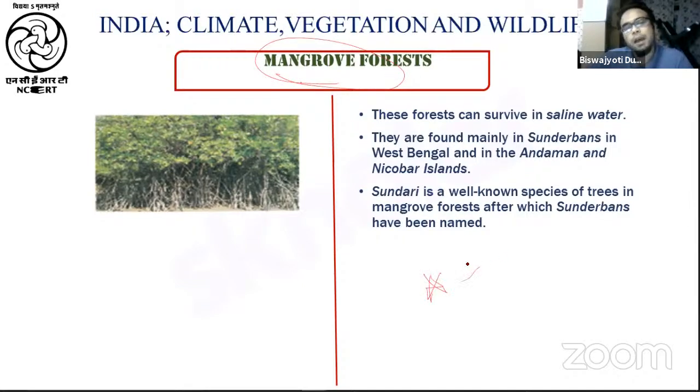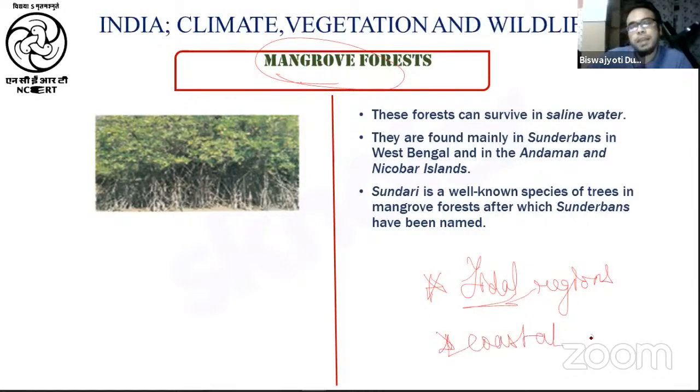Mangrove forest, always remember they are found in the tidal regions, meaning they are found where? They are found in the coastal areas, right? Why so? Because the type of vegetation which is found here is called helophytic.